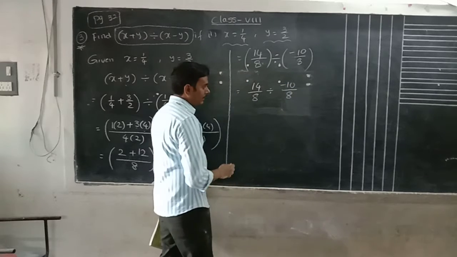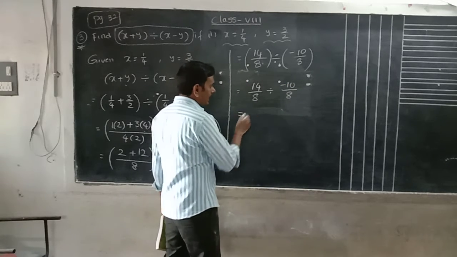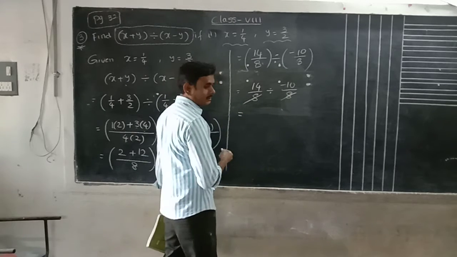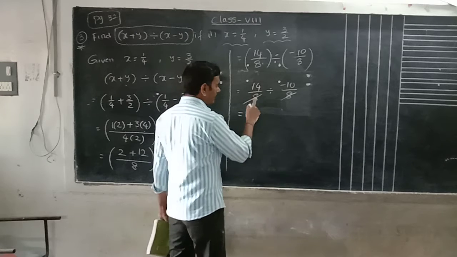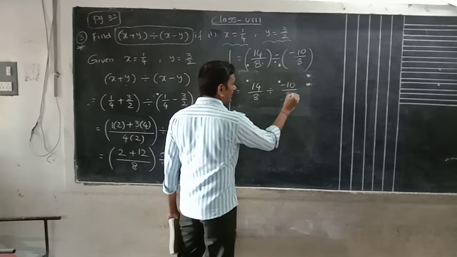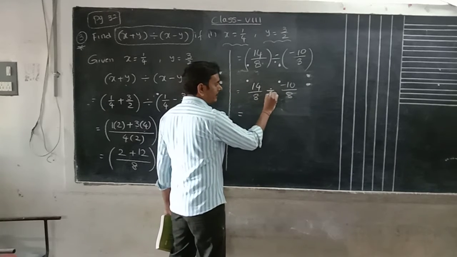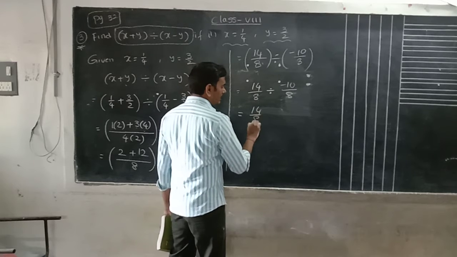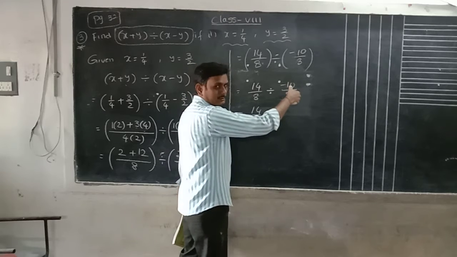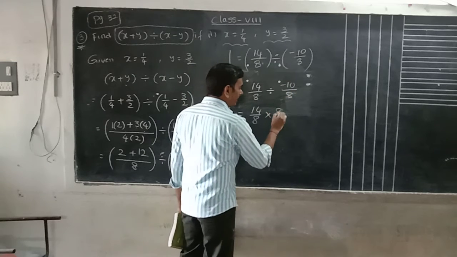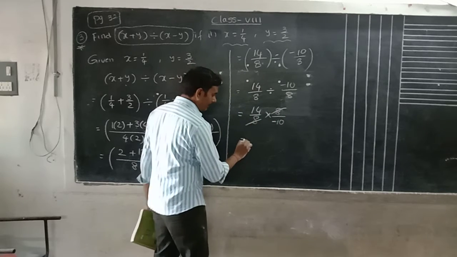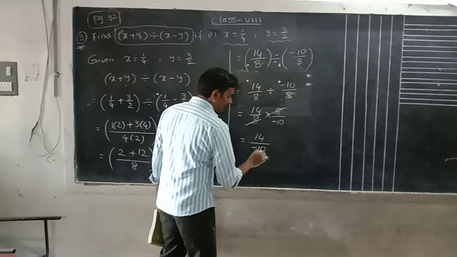Now write the reciprocal. Otherwise you can directly cancel the denominators, since both are 8. Otherwise write the reciprocal. Now I convert division into multiplication: 14 by 8 multiplied by the reciprocal, reversing the fraction, 8 by minus 10. The 8 will cancel. What remains is 14 by minus 10. This also cancels.